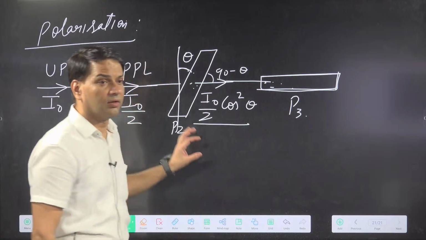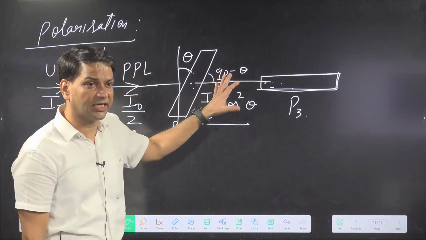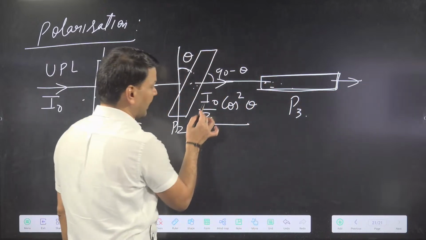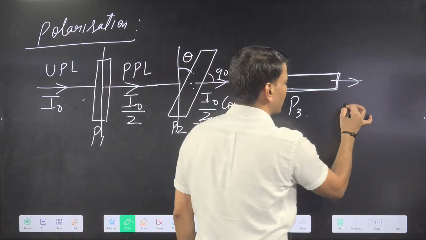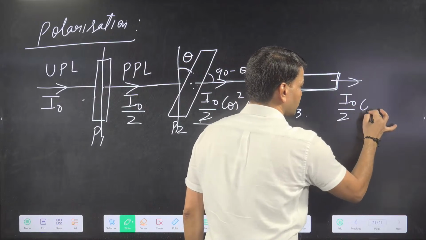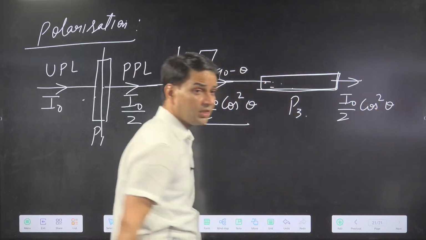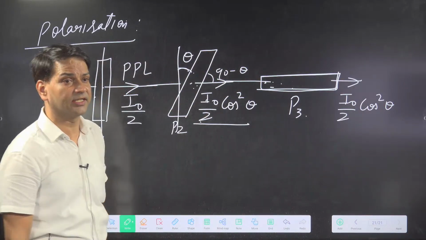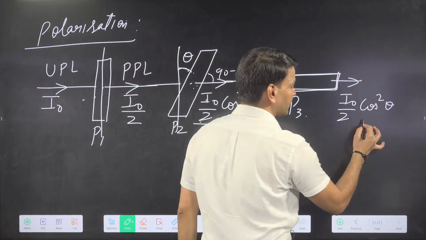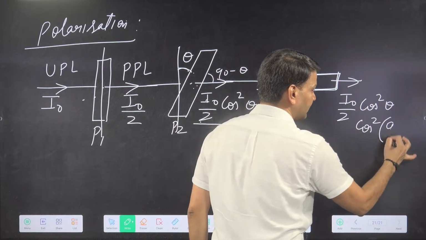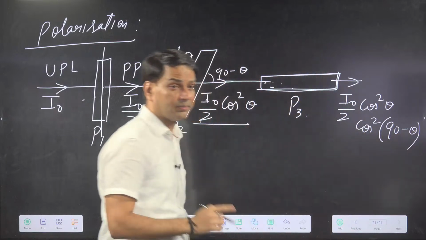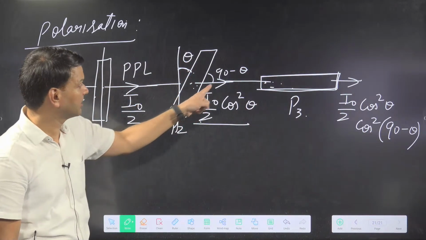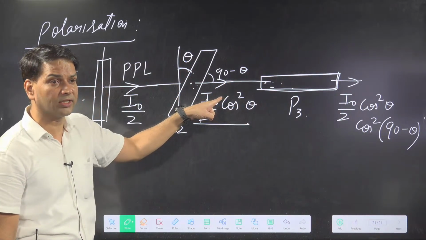So what I said, after that, whatever is incident into cos square theta. What is the incident here? I naught by 2 cos square theta. So I naught by 2 cos square theta is incident. What is the angle between the second and third polarizer? 90 minus theta. Then cos square theta becomes cos square 90 minus theta. I repeat again, how much is the second polarizer transmitting? The second polarizer is transmitting I naught by 2 cos square theta.